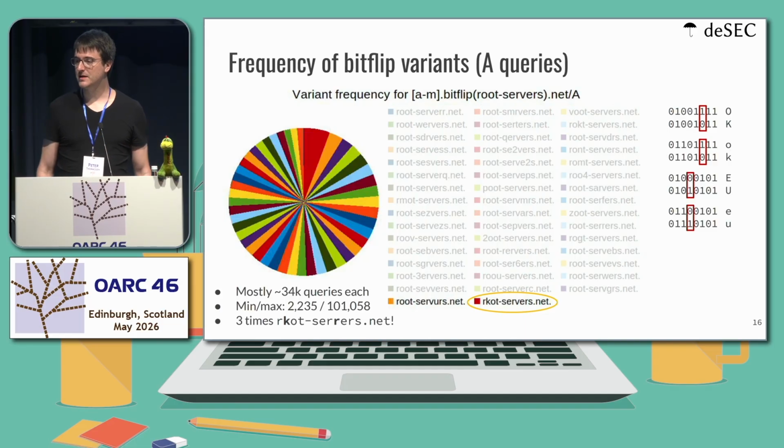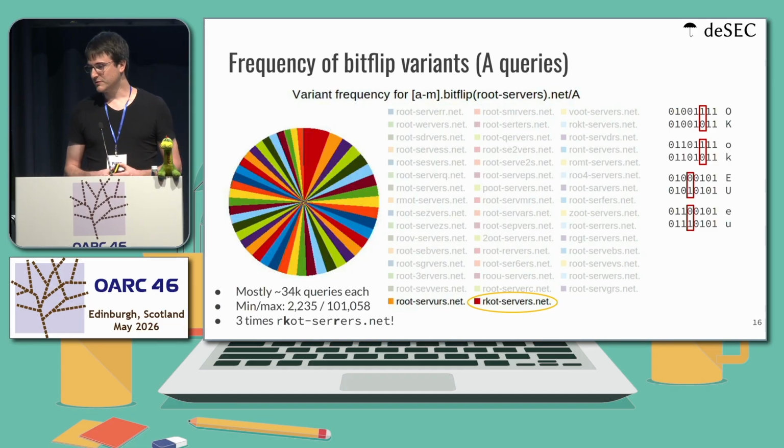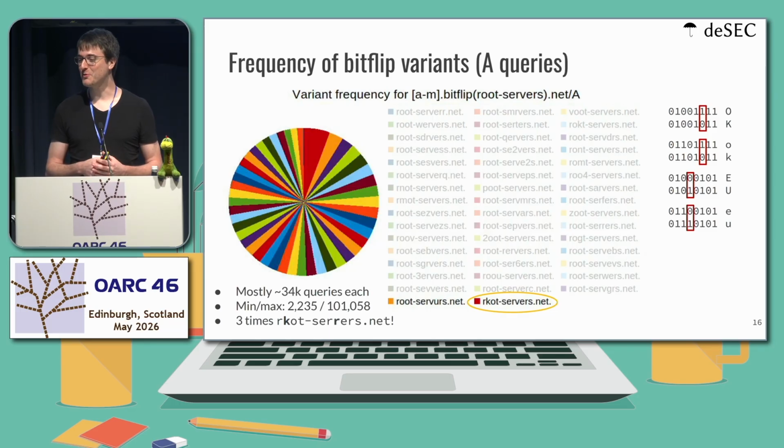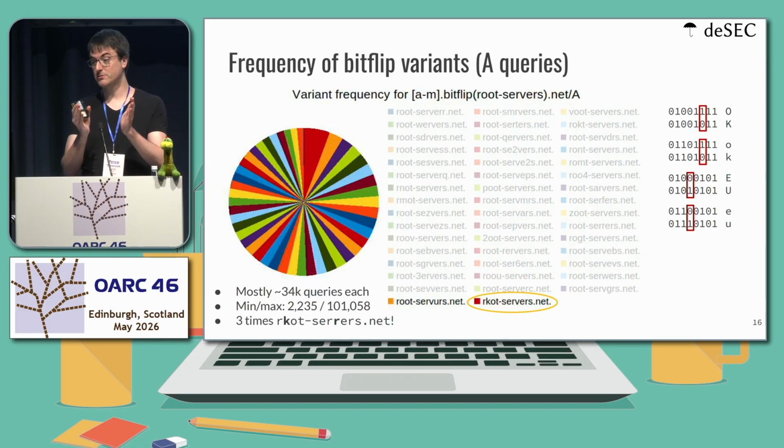Here is a difficult to read rainbow pie chart about which bitflip variants are most frequent. Essentially at the top you can see the larger red slice, which is rcot-servers.net. And so that is the winner. And there is also root servers.net, which is the second winner. And then all the other ones essentially had the same average number of queries in this observation window, like 34,000 queries roughly. The winner had over 100,000, which is why the slice is 3 times as large.